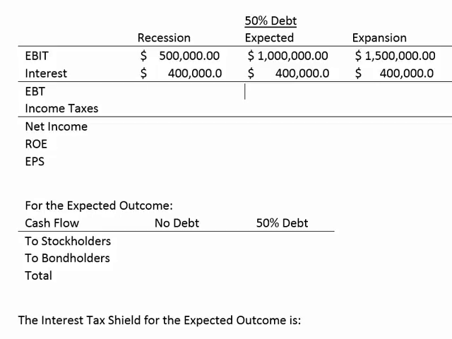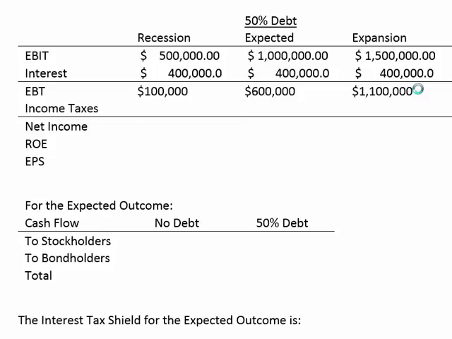Down here, we have 50% debt. My earnings before taxes in the first case is going to be $100,000. So I take EBIT minus the $400,000. The second case is $600,000. Again, I'm taking 1 million minus 400,000. And in the last case, it's 1.5 million minus 400,000, or $1.1 million.